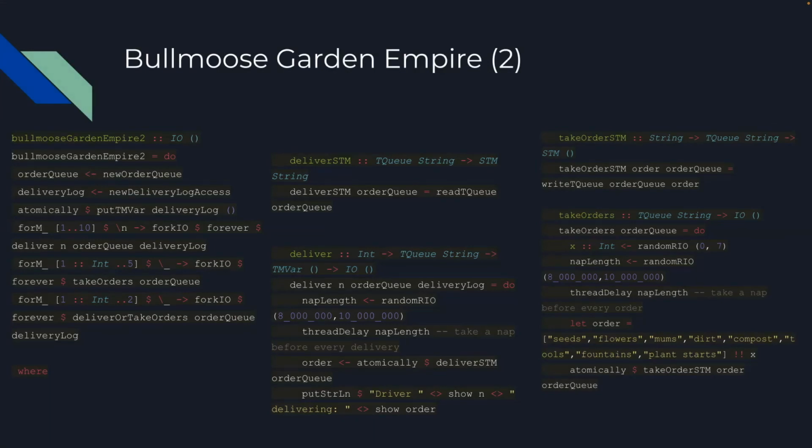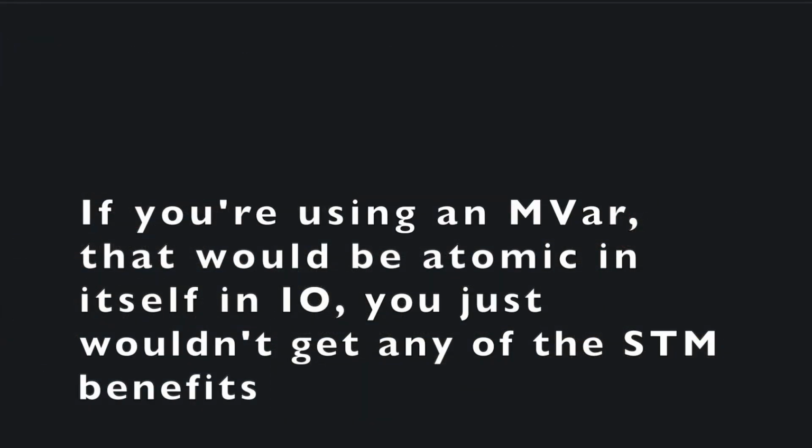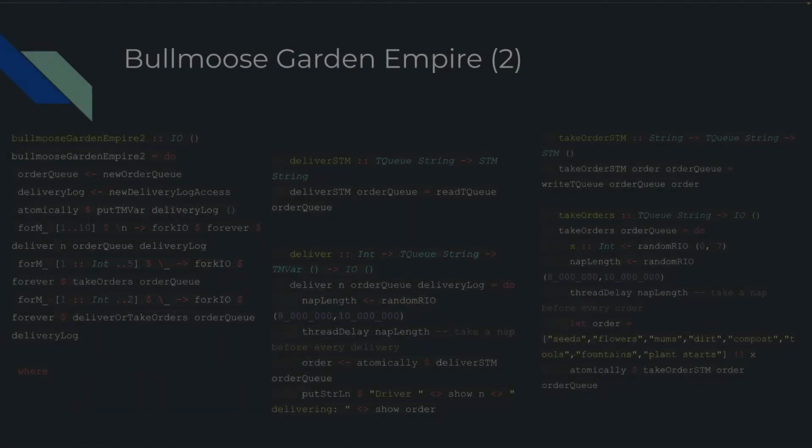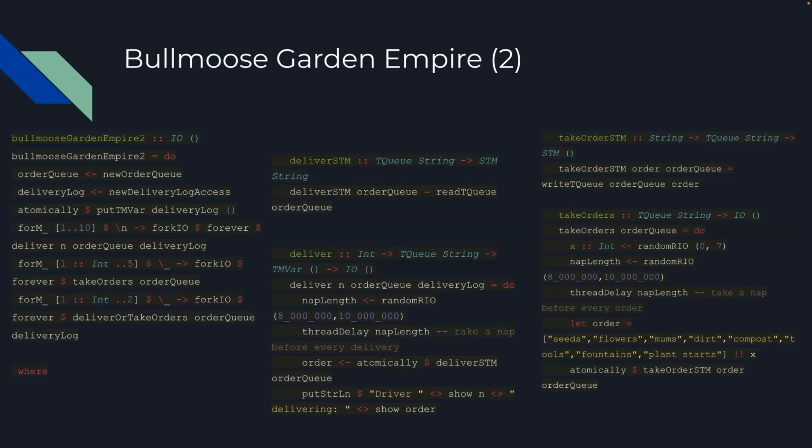Atomically is the only way to go from STM to IO. So that's your run monad to get out of it and actually use it in the functions. Using an MVar would be atomic in itself in IO, you just wouldn't get any of the STM benefits. Right, exactly. MVar is mutable, shareable state, kind of like an IORef. And TMVar is what gives you these concurrency, thread synchronization primitives.